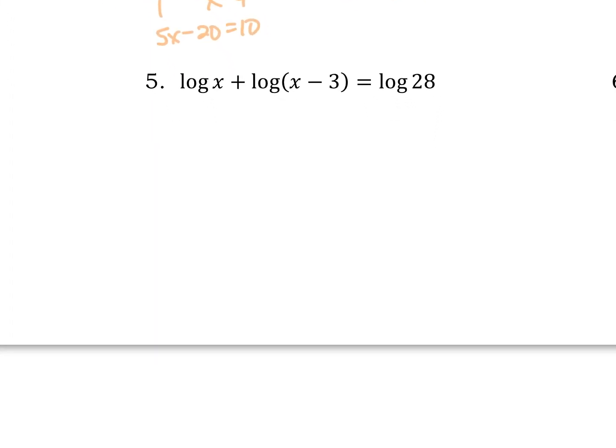All right, we need to simplify this. So how is that going to get simplified? Jack, how is that going to get simplified? 5. Yep, we're jumping down to 5. We're not doing number 4.